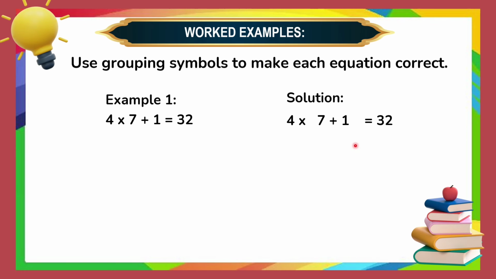Okay, you can use trial and error to answer these equations. So the final answer for this one is we will group the 7 plus 1 to get 8, and then 4 times 8, the answer is 32.